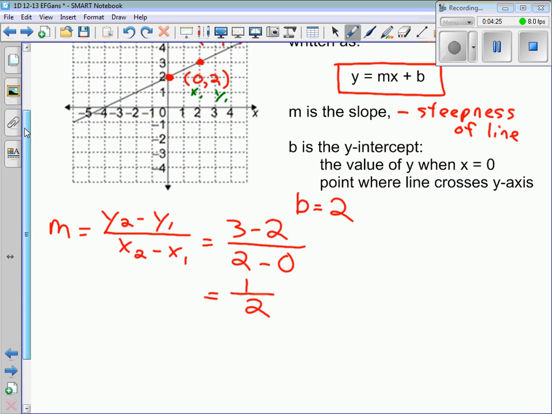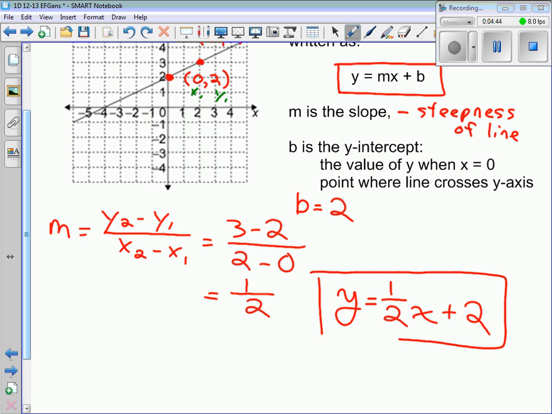And then we want to put all of this together to get an equation that looks like this. So our equation is going to be y equals m, which is our slope, 1/2, times x plus our value for b, which is 2. So the equation of this line is y equals 1/2 x plus 2. Because our slope is 1/2, our y-intercept is 2. Okay. So we've got two more examples here where we're going to find the equation of a line.